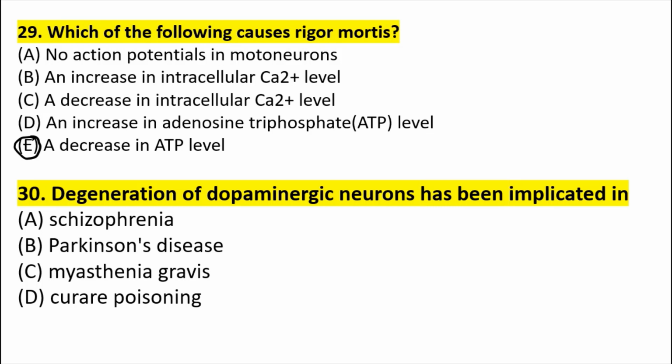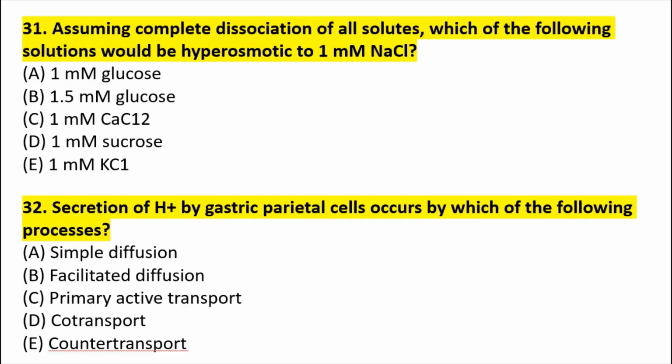30. Degeneration of dopaminergic neurons has been implicated in A, schizophrenia. B, Parkinson's disease. So the answer is Parkinson's disease. So in Parkinson's disease, you have degeneration of the dopamine neurons, meaning that there is no inhibition of neurons. So you have involuntary uncontrolled movement because there is uncontrolled firing of nerves in Parkinson's disease.